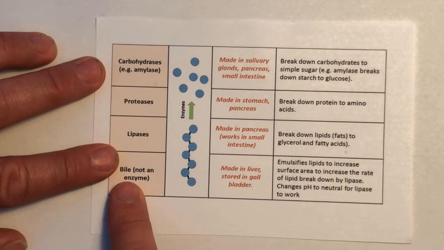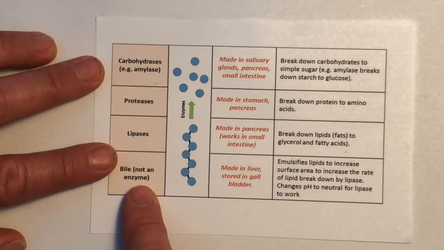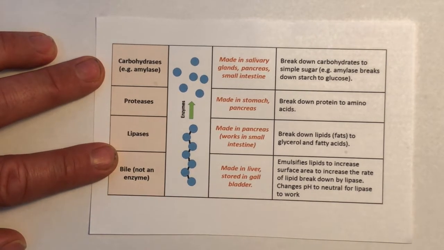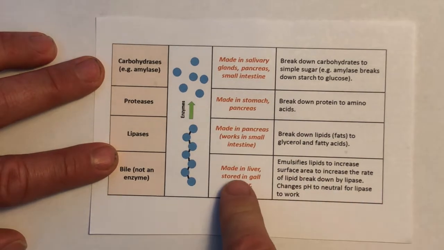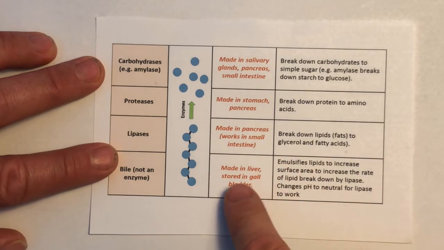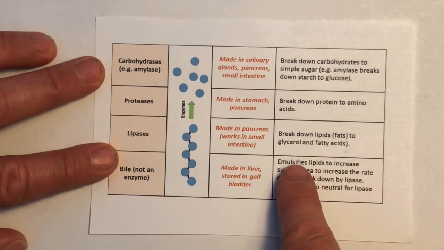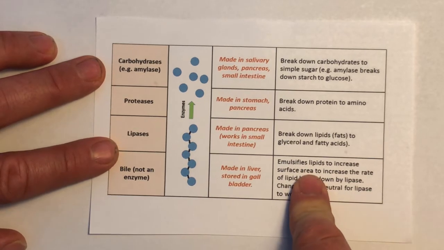Now bile, as part of the digestive system, is a bit like a liquid, right? It's like a yellowy sort of straw-coloured liquid, and it is very, very alkaline. It's made in the liver and stored in the gallbladder. And what it actually does, and this is key terminology, is it emulsifies the lipids to increase the surface area.